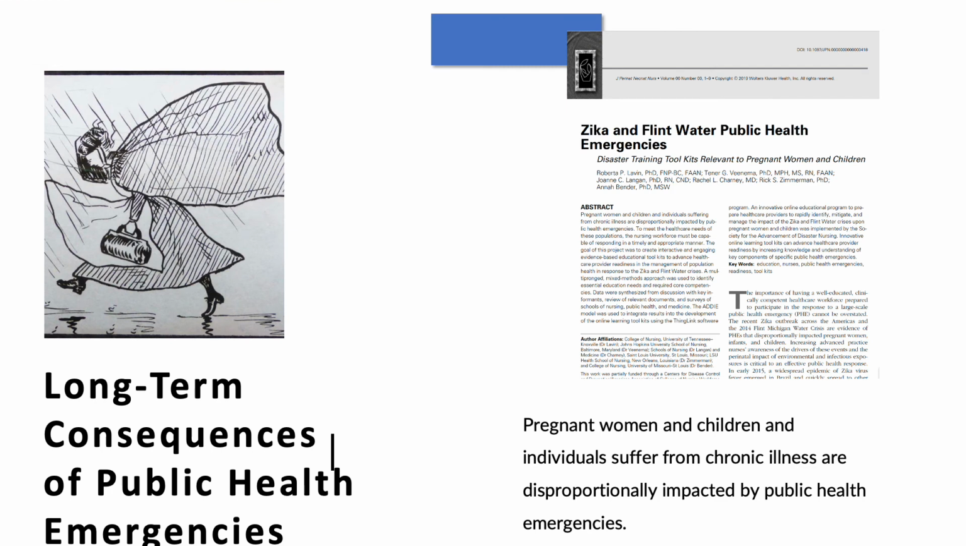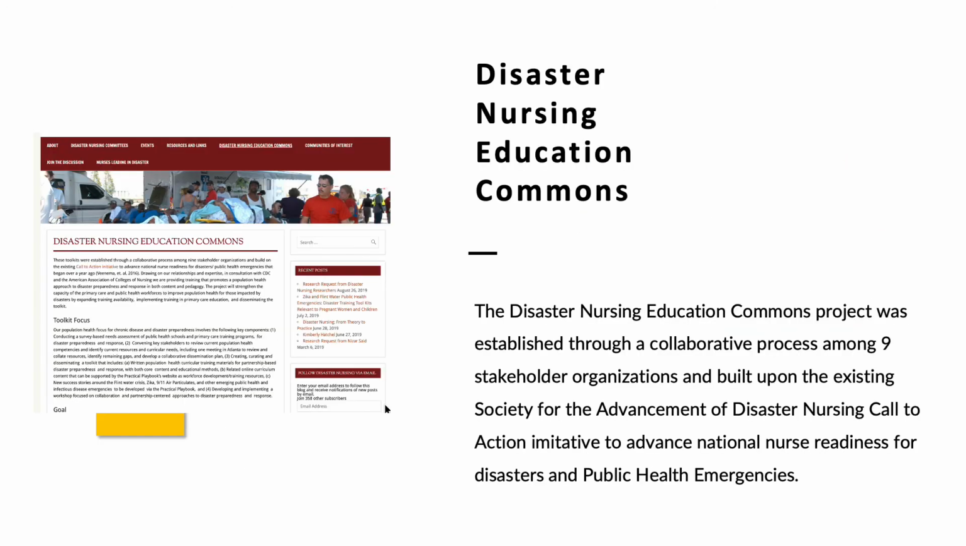So, a few last things here. There are long-term consequences of public health emergencies. Remember that pregnant women, children, and individuals that suffer from chronic illnesses are disproportionately impacted by public health emergencies. And some friends of mine wrote an article on Zika and the Flint water crisis and public health emergencies and the long-term impacts that's having on pregnant women and children.